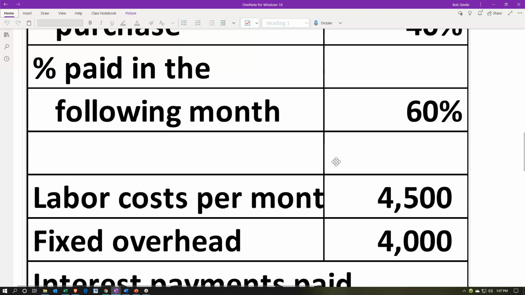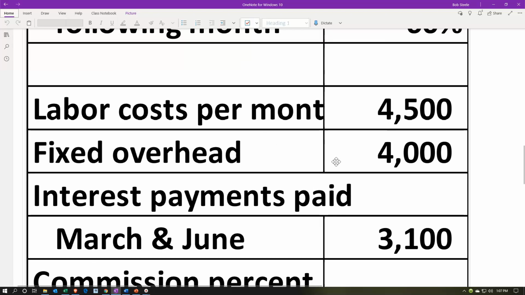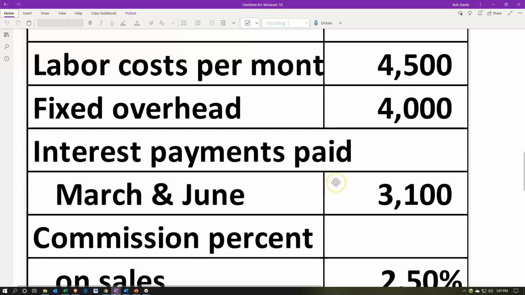Labor costs per month are going to be $4,500. The fixed overhead is going to be the $4,000. Interest payments paid March and June. So these are going to be interest payments. They're telling us when they're paid, when the cash actually went out. Notice that's a little bit different than what we would see on the income statement. On the income statement, we would assign the interest expense in accordance when it was incurred, when it was used in order to generate revenue.